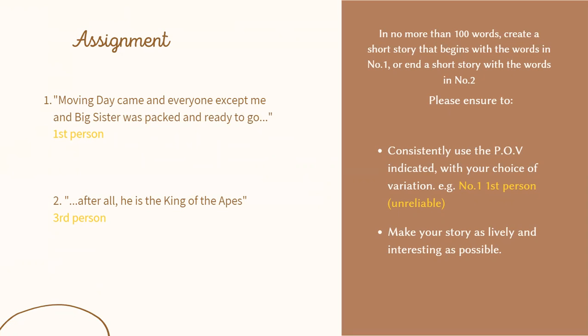So for example, if you choose number 1, moving day came and everyone except me and big sister was packed and ready to go, you can choose if you want this first person narrator to be unreliable or reliable. And the same thing for number 2. If you're ending your story, if you're going to use option 2, you can choose if you want your third person narrator to be limited or omniscient. And always remember to make your story as lively and interesting as possible.